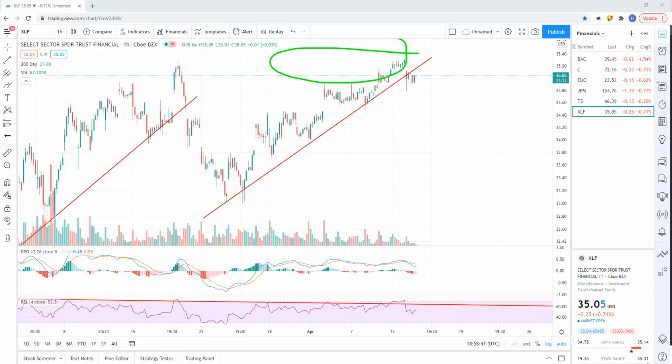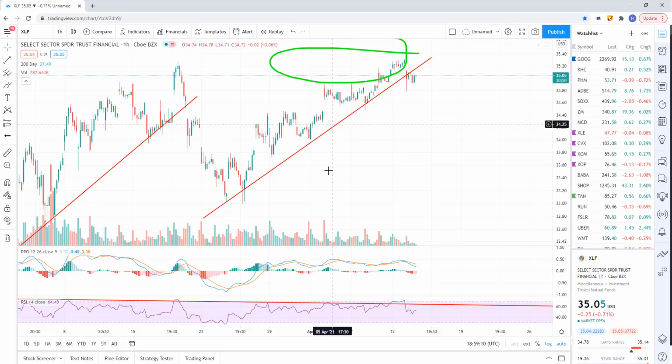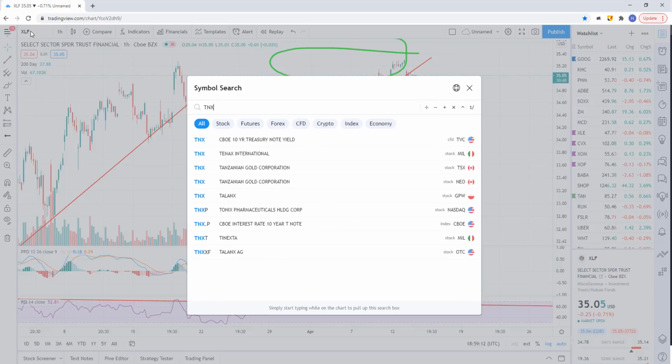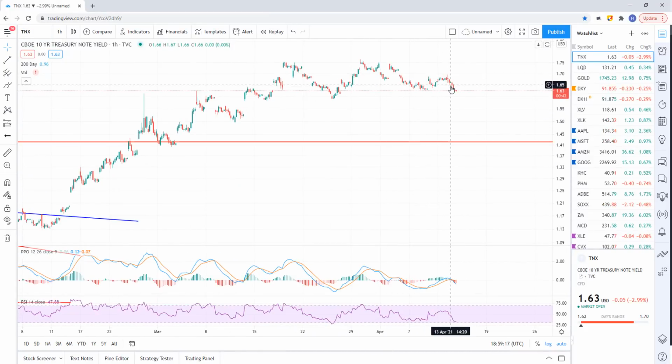So I'm looking for how these financials are going to behave and if they're going to break down. If the financials break down, we might start to see a break in the small caps. Possibly the S&P 500 might start to break down. Interest rates are easing off a little bit. If we go here real quick, we can just look at the TNX. You can see interest rates kind of coming back, easing off a little bit. Nothing crazy. So, yeah, that's really all I see.